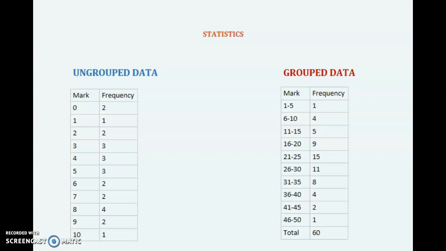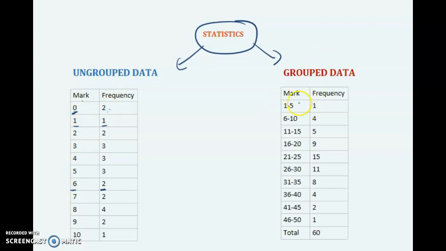Okay, so with statistics, there are really two types of data. The data can be ungrouped data or grouped data. Ungrouped data is when it looks like this. Say for example, I had a mark, the mark was 0, this is the frequency. There are two people who scored a mark of 0. There's one person who scored a mark of 1, and so on. Two people who scored the mark of 6. This is ungrouped. There I know specifically that two people scored 0, etc.